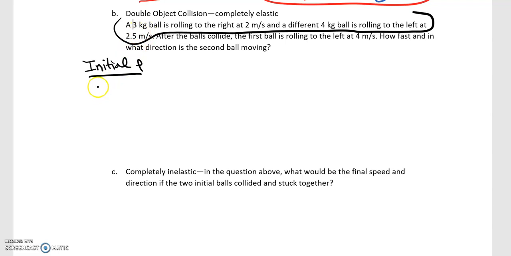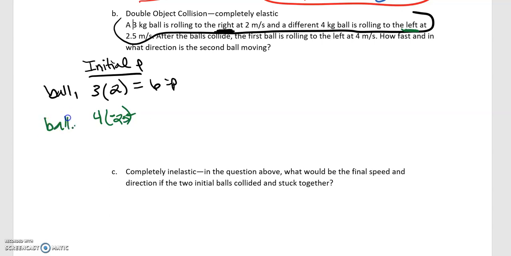So for our first one, we have a 3 kilogram ball rolling to the right. We're going to assume right is positive, at 2 meters per second. So ball number 1 has a momentum of, we're just going to leave it as 6 kilogram meters per second right now. Okay, ball number 2 is 4 kilograms, and it's rolling to the left at 2.5. So that is a negative. Make sure you get that negative in there.